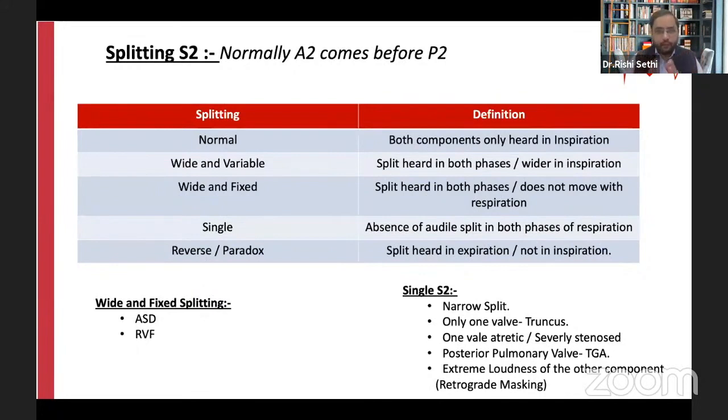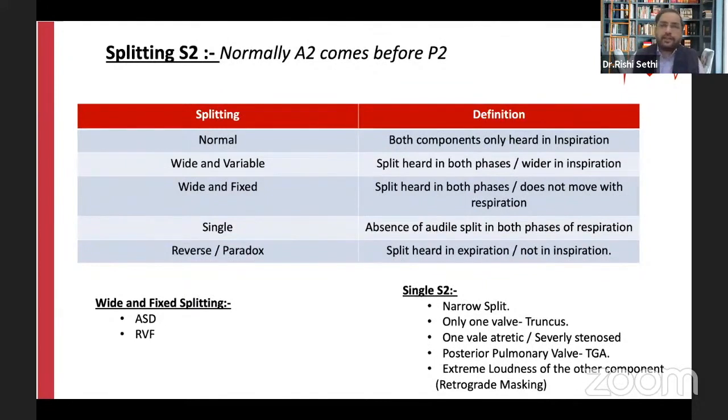When you say a single S2, one explanation can be, as you told, the A2 and P2 gap started to become narrow, a narrow split. It became single, and then if the disease progression or the severity increases, it may just cross over and become paradoxical. So the in-between period where A2 and P2 are coming nearly at the same point may be one of the reasons for single S2. But many a time in the cases that you get, especially in cyanotic heart disease, that is not the case.